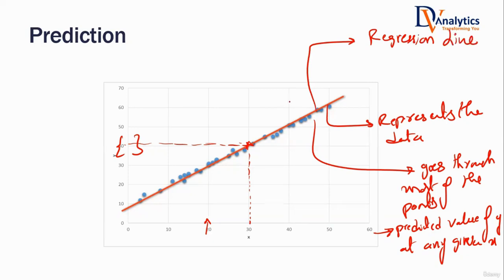Some of you may have heard of regression. Some of you may have worked with regression. Some of you may have never heard of regression, but still intuitively, all of us understand regression. If you search for the definition of regression line, this is what you will get. A regression line is a line that represents our data. A regression line is a line that goes through most of the points in our data. A regression line is a line that gives you the predicted value of y at any given value of x. That is known as the regression line. Intuitively, a regression line is a line that goes through most of the points in our data.